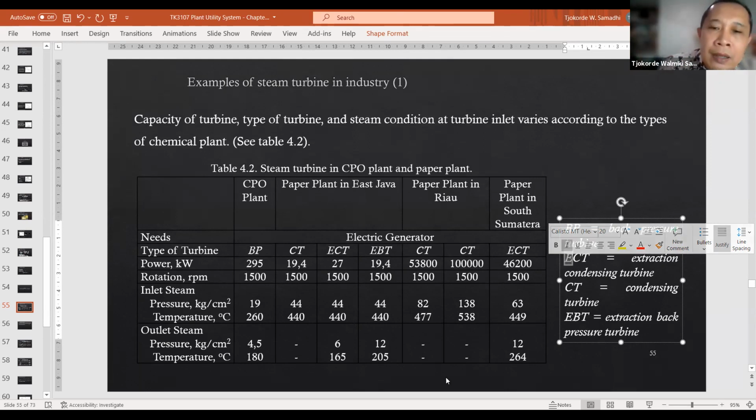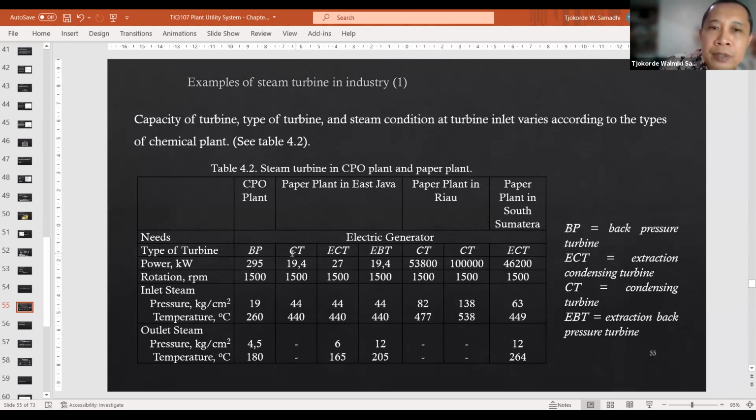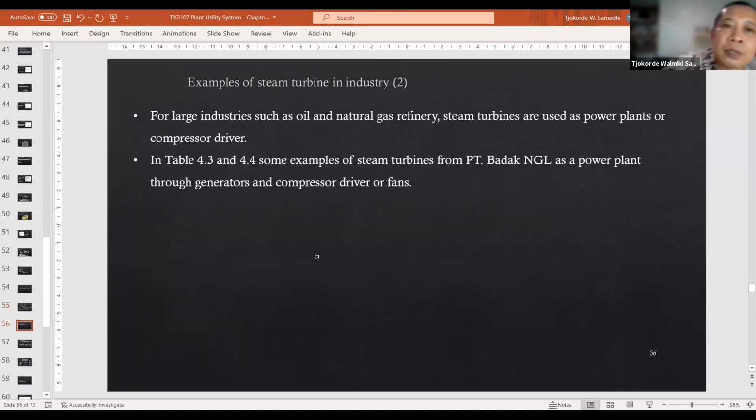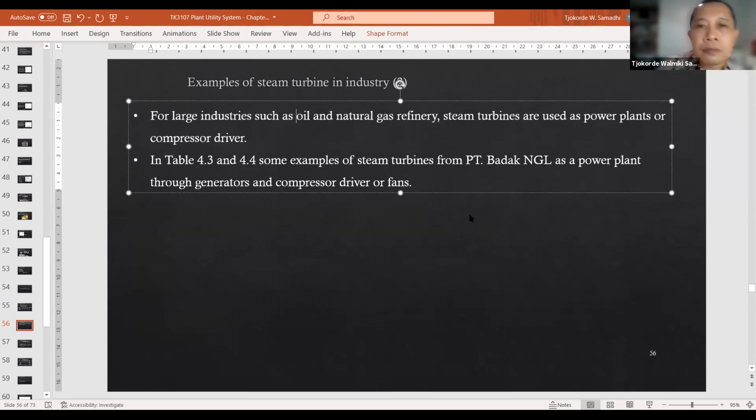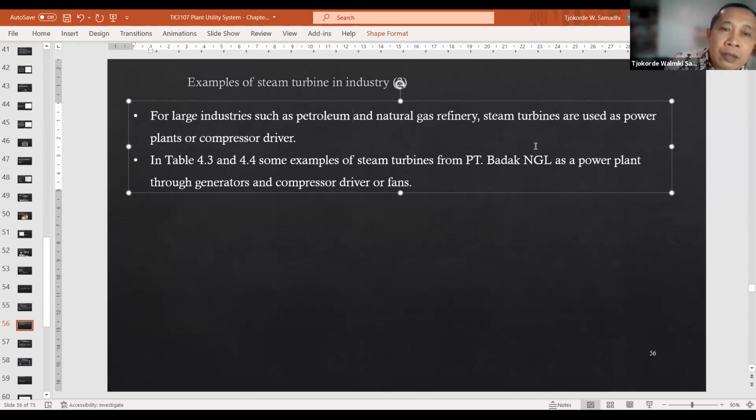All right, here are some more examples. Feel free to look at them at your own leisure; I'm not going to go through each and every one of those steam turbines. These are examples of steam turbines for large industries such as petroleum and natural gas refineries. Steam turbines are used as power plants or compressor drivers, so you can use them as a power generator and or as a direct driver.